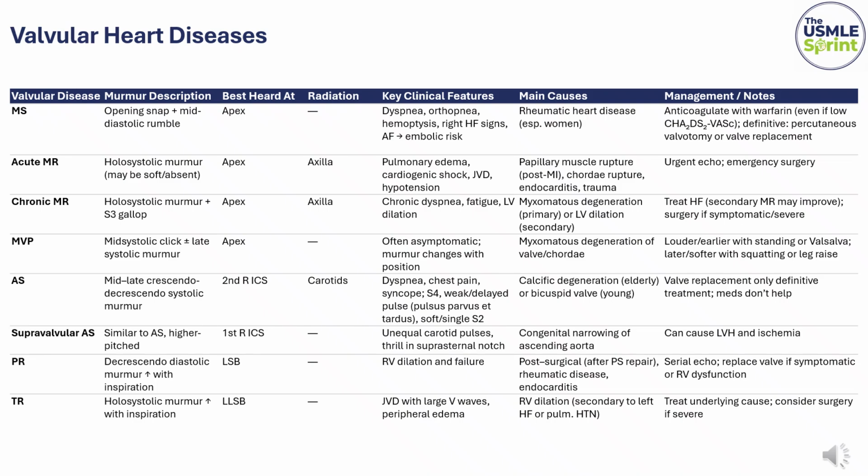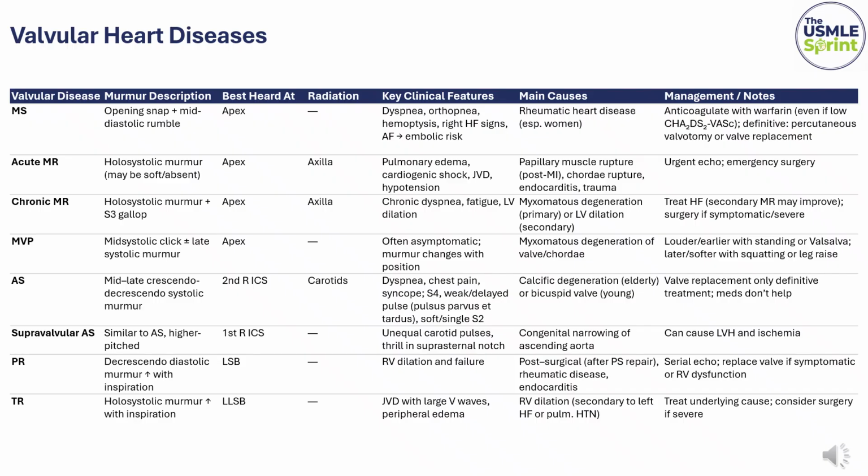You'll see jugular venous distension with prominent V waves and peripheral edema. On the JVP waveform, the V wave becomes huge because the regurgitant blood is going back into the right atrium during systole. So, to summarize, think of murmurs as windows into the physiology.